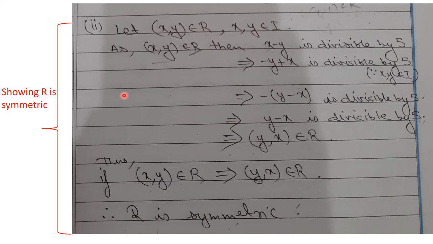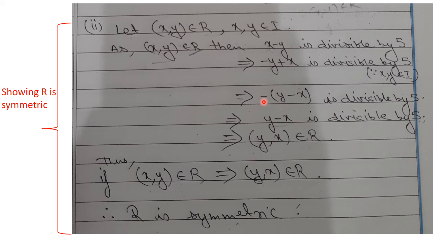Next, we need to show that R is symmetric. For that, we take an element in R. An element in R will be an ordered pair. So here I am taking (x, y). It is in R. So R will be symmetric only if we could show that (y, x) also belongs to R. As (x, y) belongs to R, it satisfies the condition, and the condition is that x minus y is divisible by 5. So this can be written as minus y plus x, because x and y are members of integers. So we can write it in this manner.